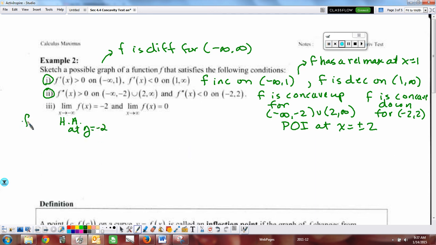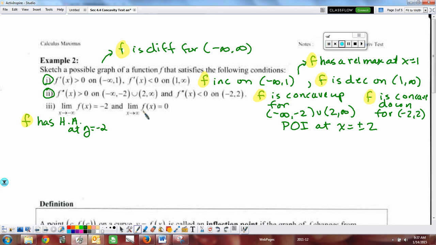All right, let me label it f has. Notice I'm trying to be very cognizant that as we are doing this, I'm not using the word "it" or "the function." I'm specifically talking about which function I am referring to. I'm not talking about f prime, I'm talking about f, the original function. So I want to be very careful about that.